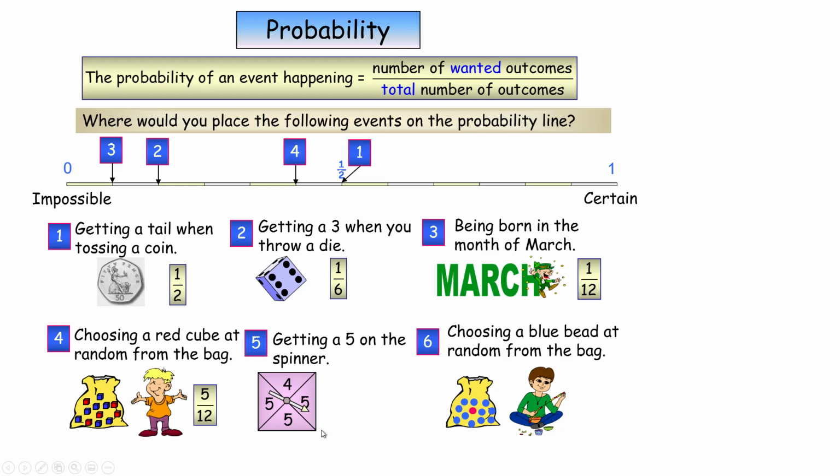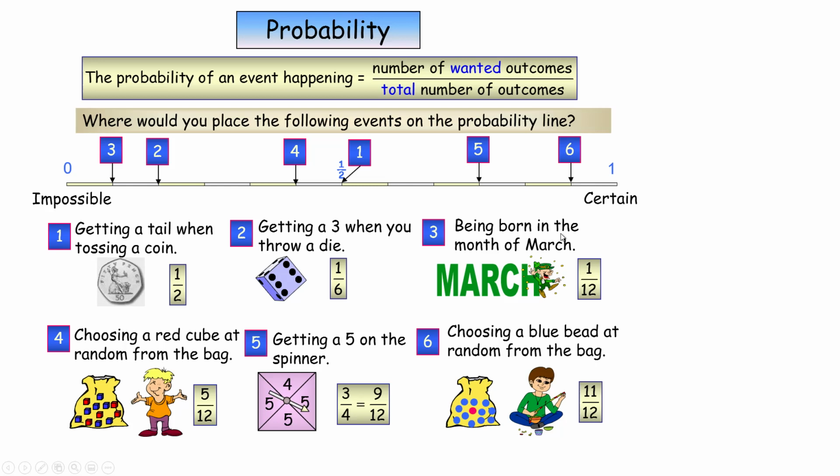Getting the 5 on the spinner. There are 4 options, 3 of them are 5, so 3/4 of them are what we want, or 9 out of 12. So we can place that on our probability line there. And the last one is choosing a blue bead at random from the bag. 12 beads altogether, 11 of them are blue. So it's going to be 11 out of 12, which is just there.